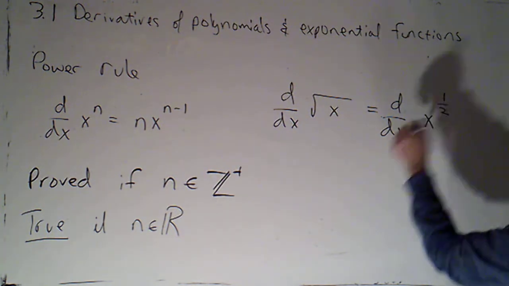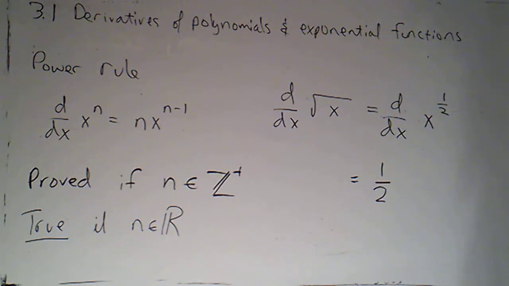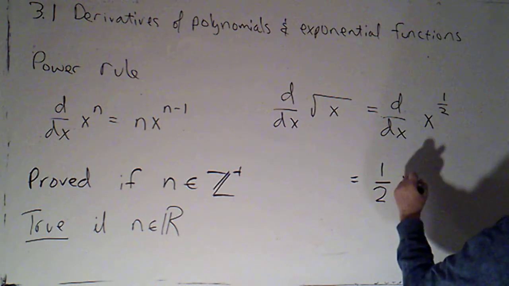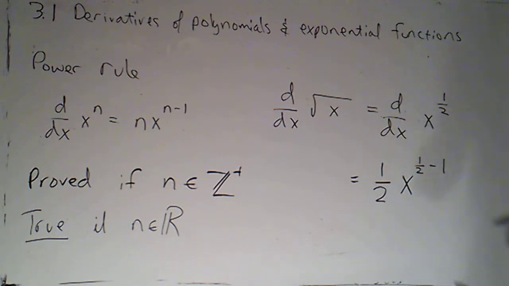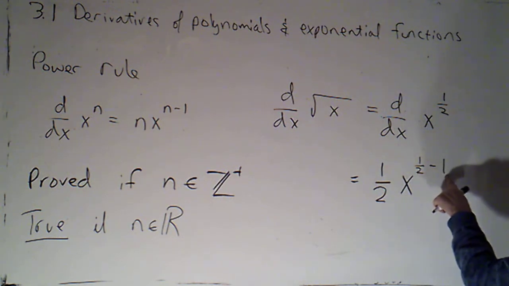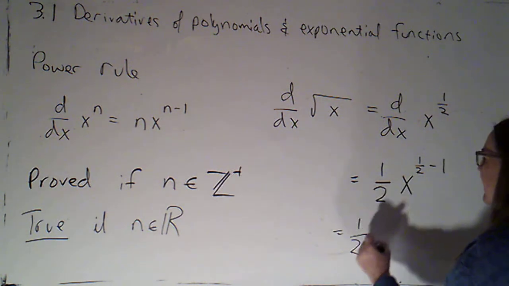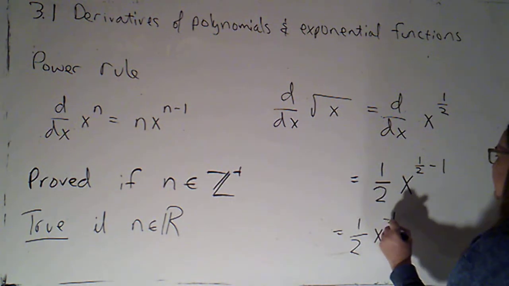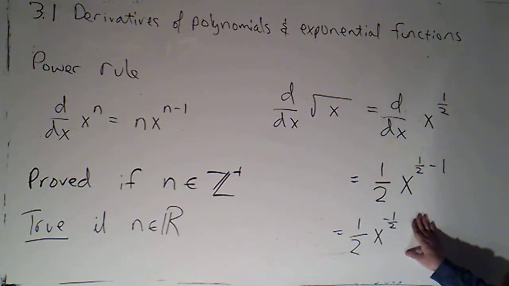The power is 1/2, so that comes down and becomes the coefficient, and I multiply that by x to the 1 less power. So it's going to be 1/2 minus 1. Well, 1 is 2/2, so this would be 1/2 x to the negative 1/2. Okay. That is my derivative of the square root function.